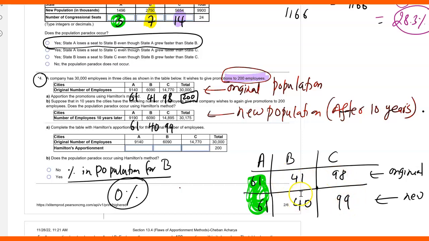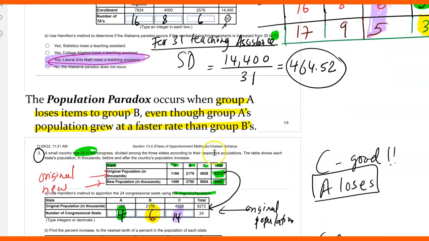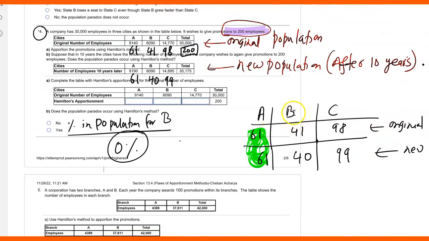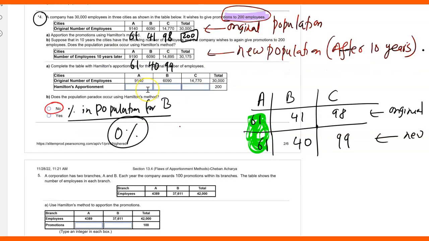That's okay. That's not the paradox. Remember that the population paradox is when group A loses the item to group B, even though group A's population grew faster. But here, B loses the item, but B is not growing faster than C. Therefore, there is no population paradox. The answer to whether the population paradox occurs using the Hamilton method is no, it does not. That's question number 4.